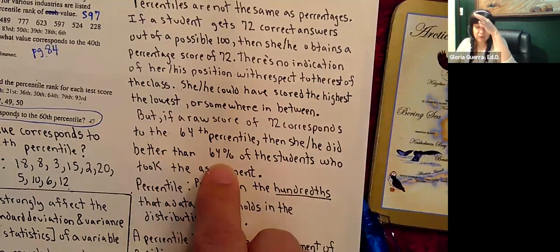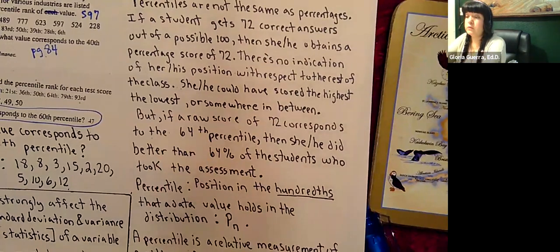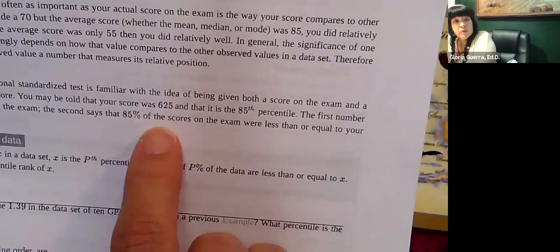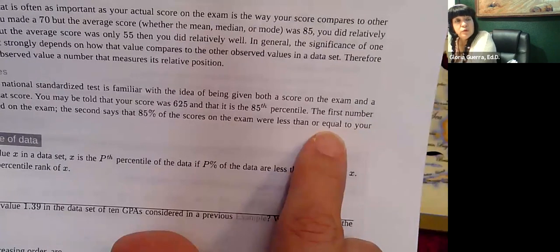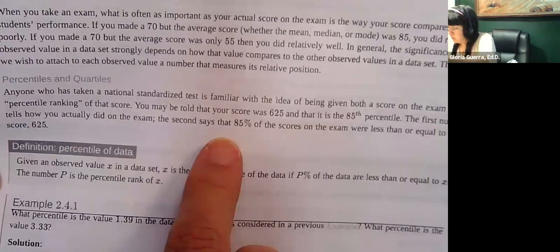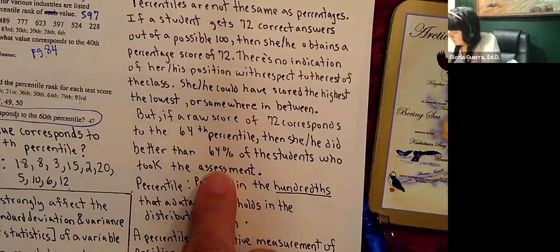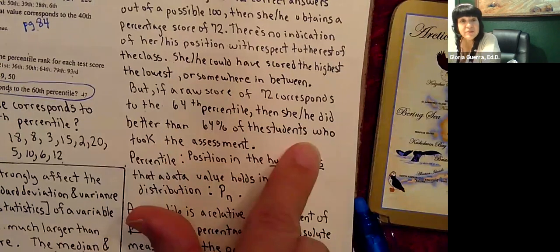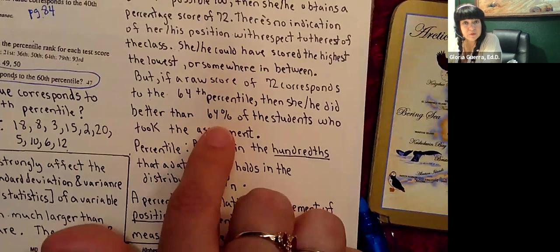Because remember what they said earlier, the reference over here was, let's see where I read that. Here: "85% of the scores on the exam were less than or equal to your score." Okay. So this means that on this 64th percentile, the student did better than 64% of students who took the same assessment. Okay, so I like it worded this way. They both say the same thing, but I do prefer how this is worded here.